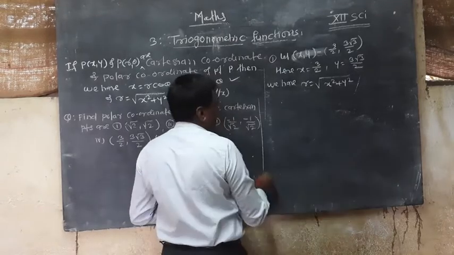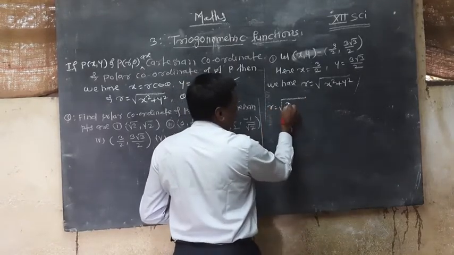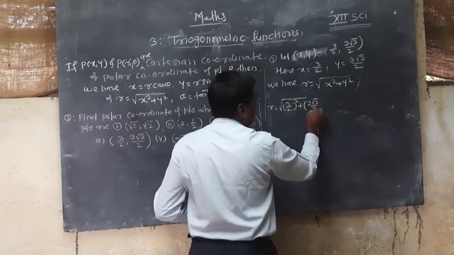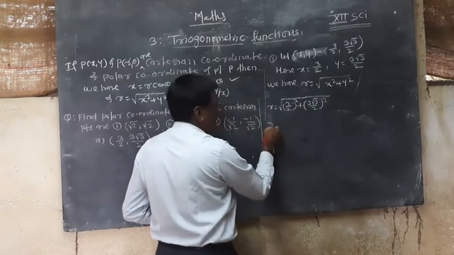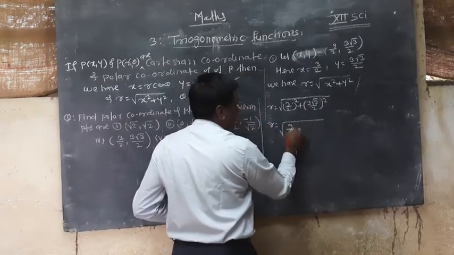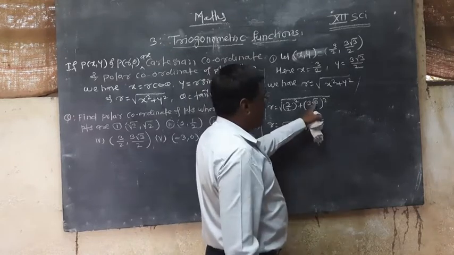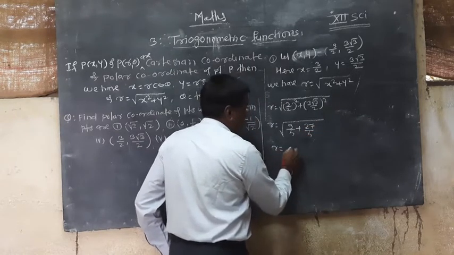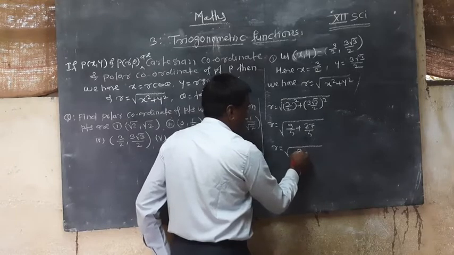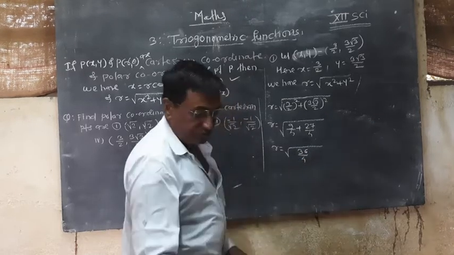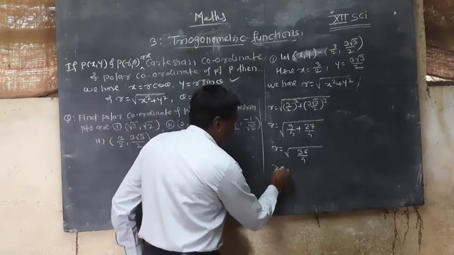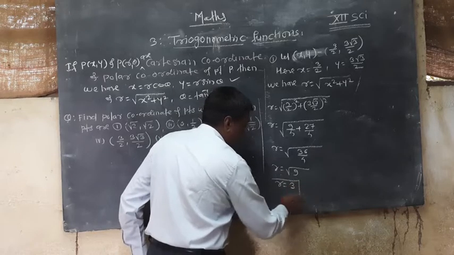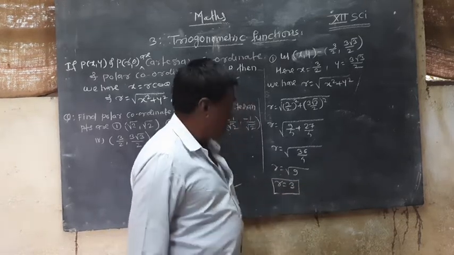So we get r is equal to under root of 3 by 2 bracket square plus 3 root 3 by 2 bracket square. Simplify this. Therefore r is equal to under root of 9 by 4 plus 27 by 4, since this square is 9 and this square is 3, 9 times 3 is 27. By simplifying, the sum is 36 by 4, and therefore r is equal to under root of 9, which means r is plus or minus 3, but r is the radius, so I will take the value r is equal to 3.